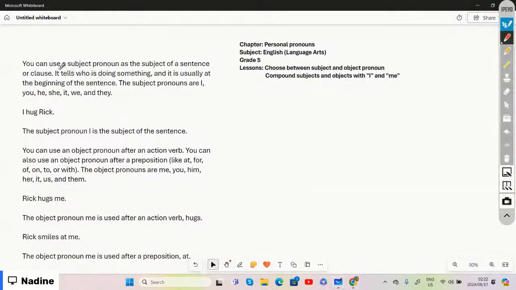We are talking about subject pronouns as well as object pronouns. And we say the subject pronoun is a subject of a sentence or clause, and it tells us who is doing something, and it is usually at the beginning of a sentence. And our subject pronouns are words like I, you, he, she, it, we, and they.